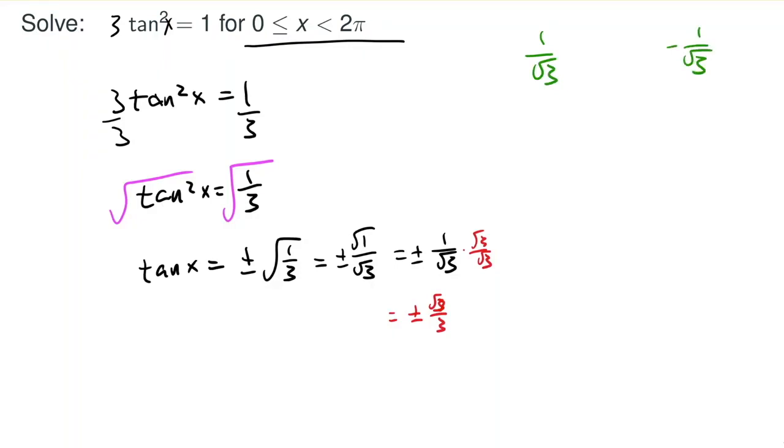So we know that sine x over cosine x gives us tangent x, right? So on the unit circle, for example, tangent of pi over 6, which is sine pi over 6 over cosine pi over 6, gives us 1 over 2 divided by square root 3 over 2, which gives 1 over square root 3. So pi over 6 is one of the answers.